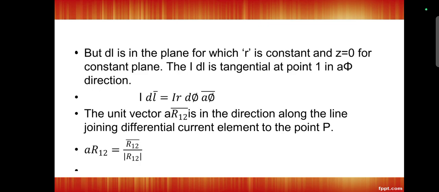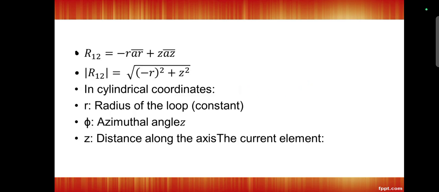But for dl, r is constant and z is equal to 0 for the constant plane. The element is tangential at point 1, in the a phi direction. So dl equals r d phi a phi. So a r12 equals vector r12 divided by modulus r12. Substituting and finding the value, modulus r12 equals square root of r square plus z square.